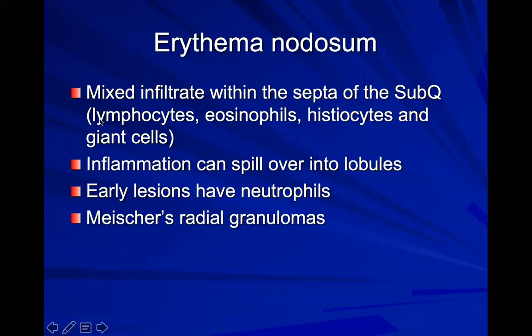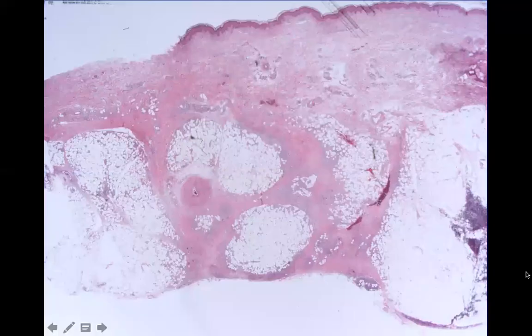You can have inflammation through the dermis and into the fat, or it can be later on mostly centered in the fat. Remember, the inflammation can spill over into the lobules. Nothing is perfectly clean, but it will be predominantly in the septa. Early lesions can also have neutrophils, and I'll point out what a radial granuloma looks like.